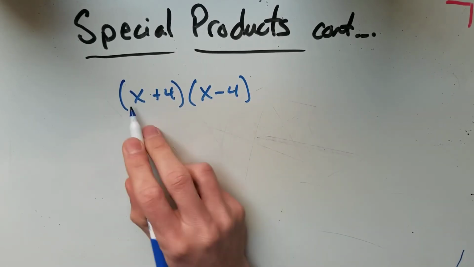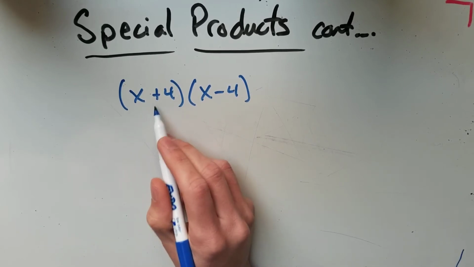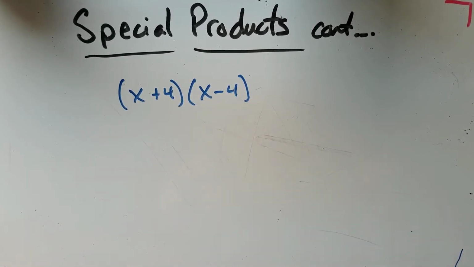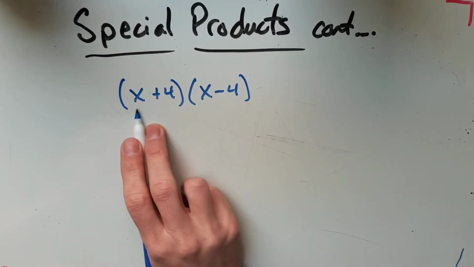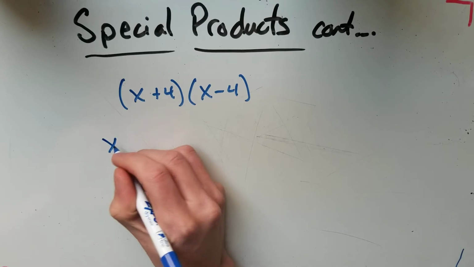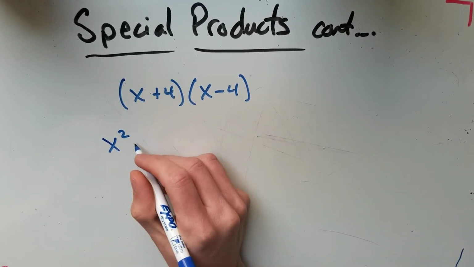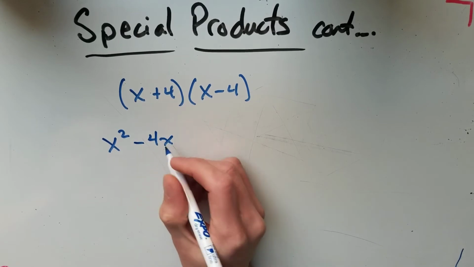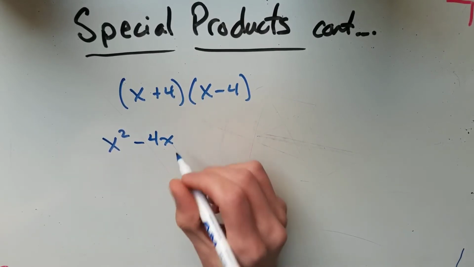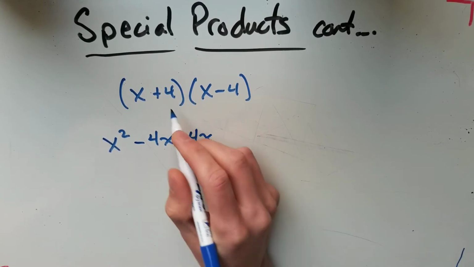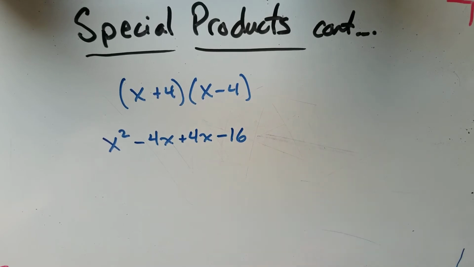So your a's and your b's are the same in both, it's x and 4. But in this one, you're adding the b, this one you're subtracting the b. So let's experiment, see what happens. You have x times x, that gets you x squared. Then you have x times negative 4, that becomes negative 4x, taking care of the first term. Now we're going to go ahead and do 4 times x, that's plus 4x. And then 4 times negative 4 is minus 16.